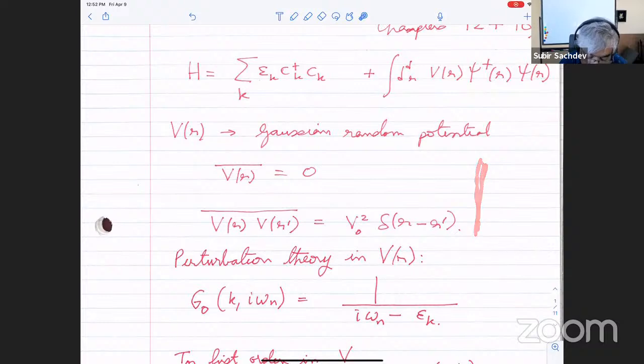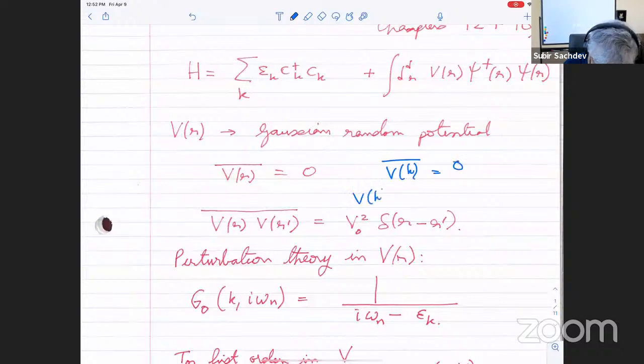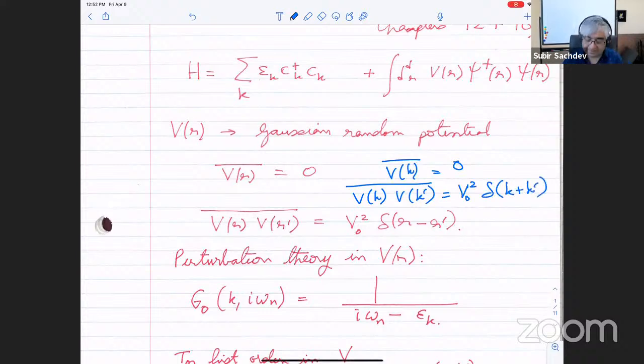You can write this rule in K-space also. You just take the Fourier transform of the left and right-hand sides. In K-space, the average of V of K is, of course, 0. And the average of V of K times V of K prime will be V naught squared, and I'm thinking it should be delta of K plus K prime, but something like that, off the top of my head. Basically, it just pairs two V's together.